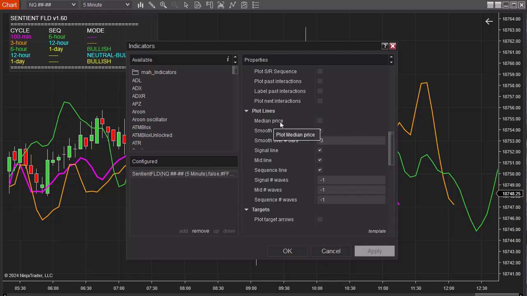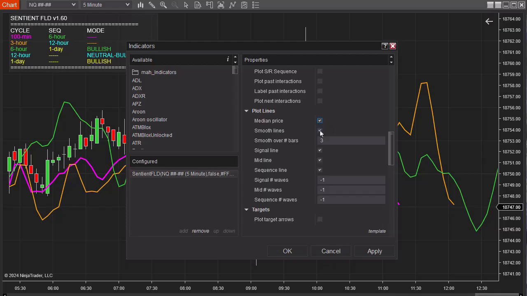First of all, we can choose to plot the median price itself. Some people find this useful because interactions between price and the FLD lines are actually determined by the interactions between median price and the FLD lines. A genuine price cross between price and the FLD requires the median price of the bar to cross the FLD. So we're going to turn that on. We'll take a look in a moment at that median price on our chart.